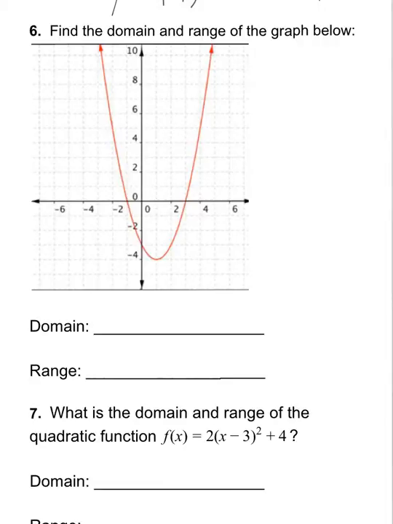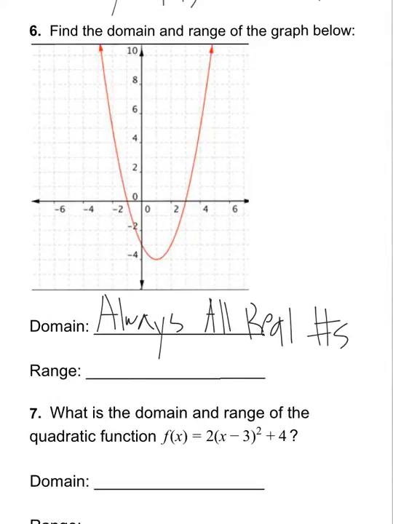So number 6, find the domain and range of this graph. The domain, remember, it's always all real numbers, always. For any quadratic function, always all real numbers. So I'm just going to spell it out, all real numbers. Now, you might see it as negative infinity to positive infinity, or with that all real numbers symbol. But yeah, just remember, domain's always all real numbers.